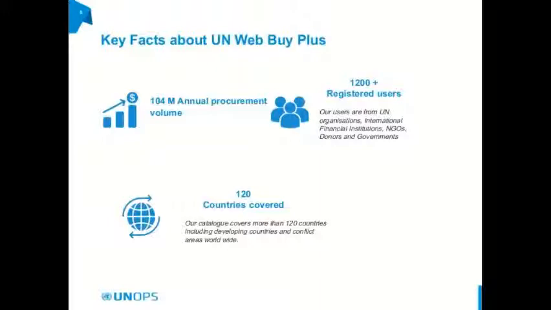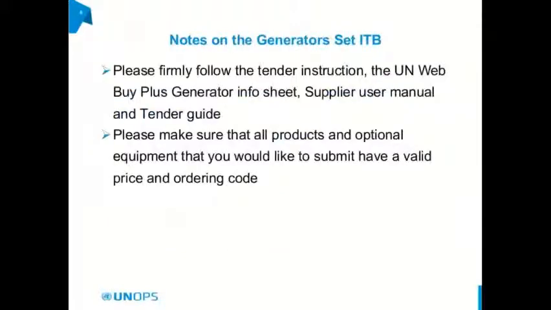UNWebBuy Plus has 1,200 plus registered users from the United Nations, international financial institutions, NGOs, different donors, and government institutions. The other key fact is that the UNWebBuy catalog covers more than 120 countries, including developing countries as well, and those areas in the conflict arena.